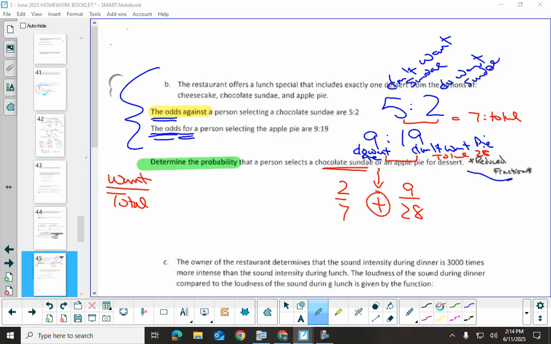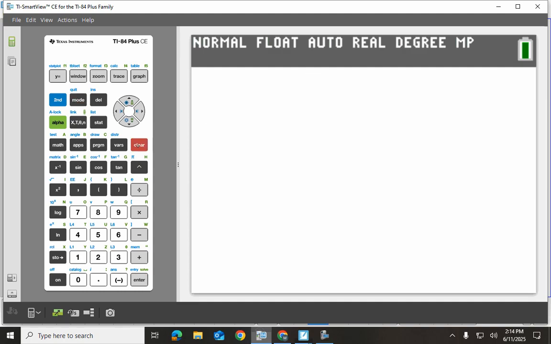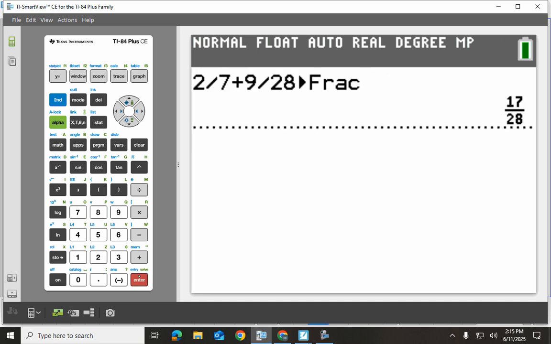So just whip out your calculator. So 2 over 7 plus 9 over 28, math 1. So 17 over 28. Okay.